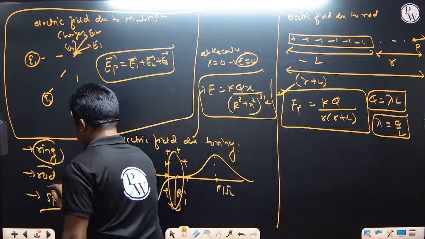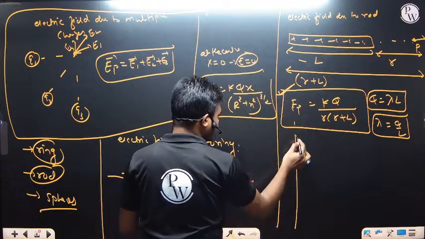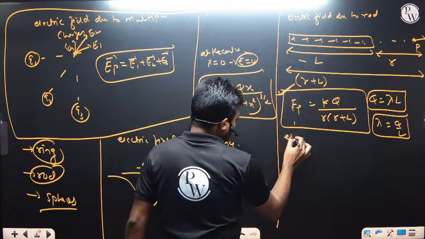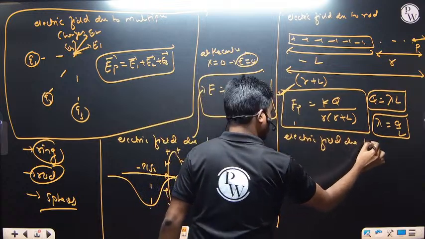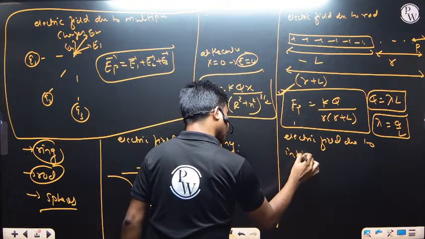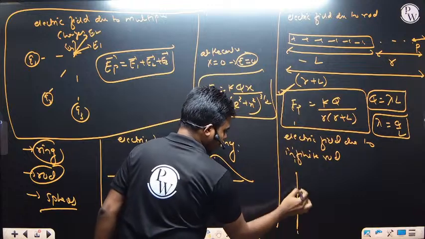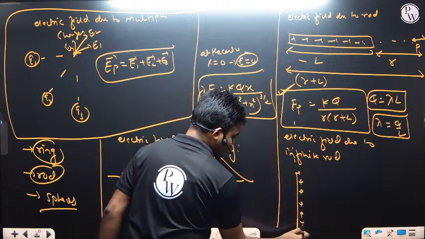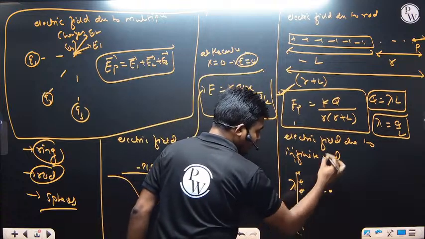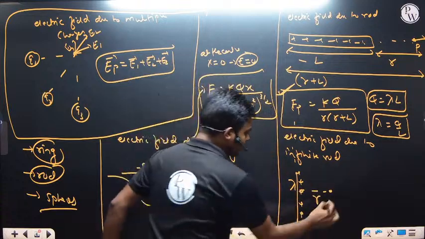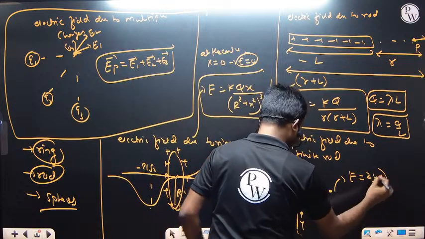Now the electric field due to an infinite rod. If the rod is infinite and the charge given on the rod is lambda per unit length, then at this particular point, at distance r from the rod, we are calculating the electric field value. And what is the electric field? 2k lambda divided by r. So this is a direct formula.